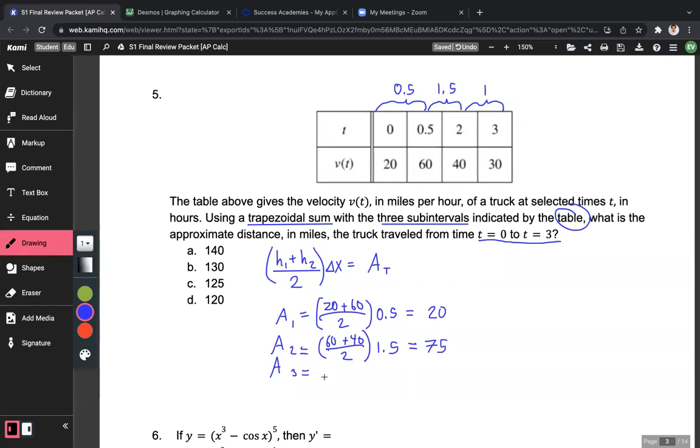And finally, my third area, my last two heights, 40 and 30, divided by 2. That's 70 divided by 2 is 35 times 1. 35. Add these all up, and I'll get my total area, which is the whole area for all of these trapezoidal approximations for my function. And that's going to add up to 20 plus 75 plus 35. That should add up to 130.